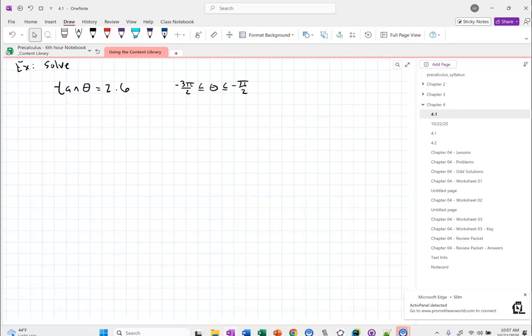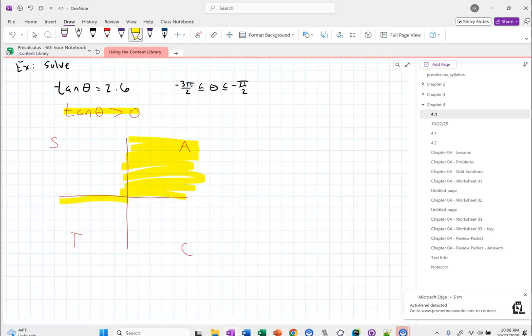Great. So we start the same way. We observe that, hey, tangent is positive. So what quadrants are covered if tangent is positive? 1 and 3, yep, or A and T, or 3 and 1, or whatever order you want to say them in, as long as it's a 1 and a 3, or an A and a T. That sounds pretty good. Everybody so far so good?